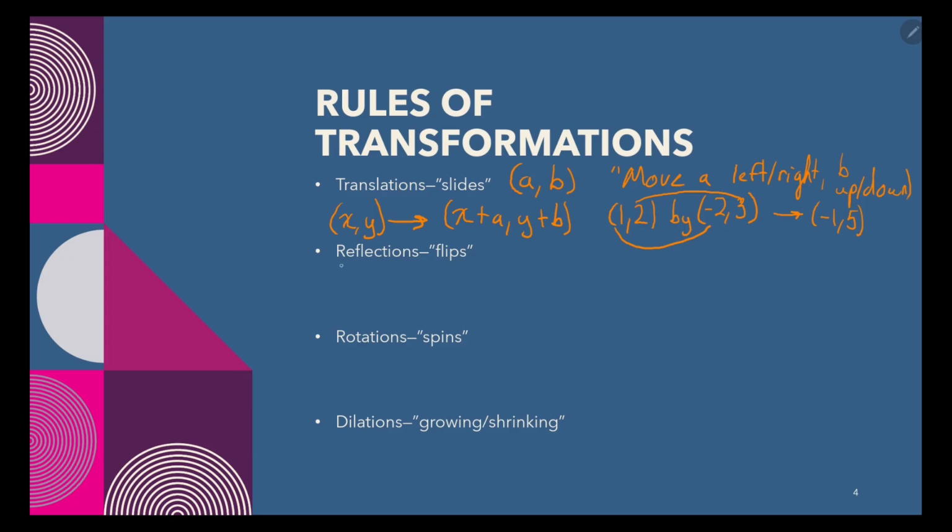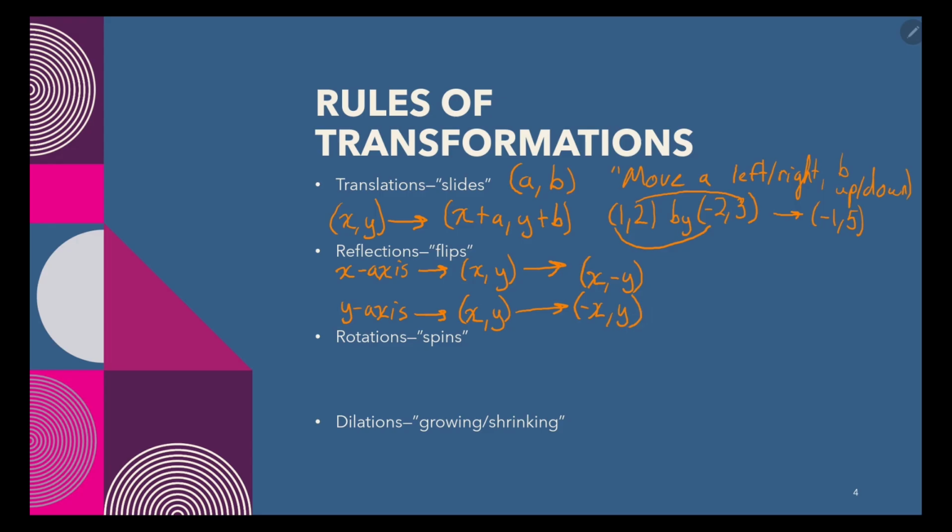Now, for flips, if it's an x-axis reflection, the y value changes. (x, y) goes to (x, -y). And then for a y-axis reflection, we flip the x value. And in the next video, we're going to explain why that is.